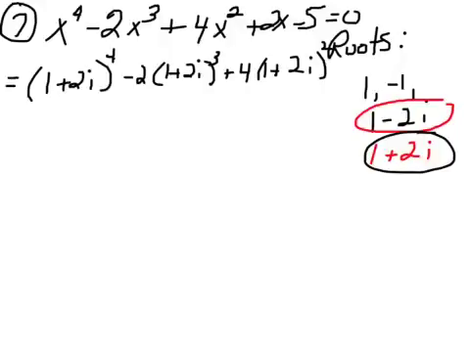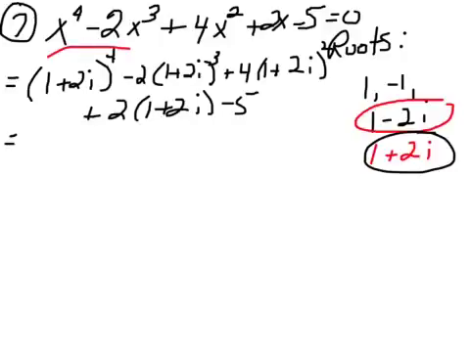I thought number 7 it's fast to get the answer, but the checking is not going to be fast. Because everywhere we see an x, we're plugging in a 1 plus 2i. And then minus 5. And we're supposed to show that it equals 0. So let's see if it does. All right, the bad thing about this is when you see 1 plus 2i to the 4th right here, that means you've got to write down 4 copies of that and multiply it out.